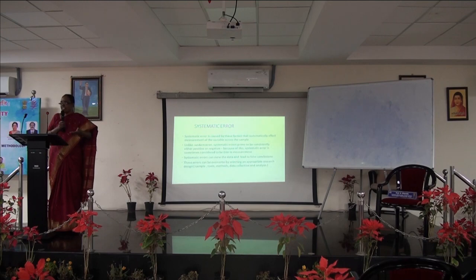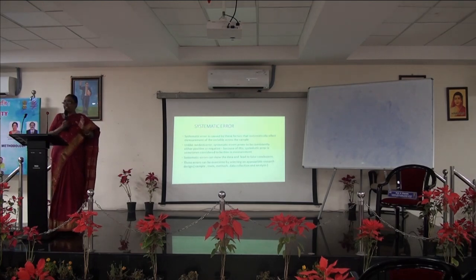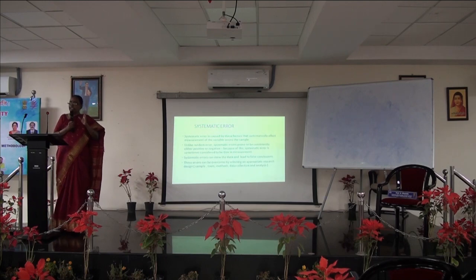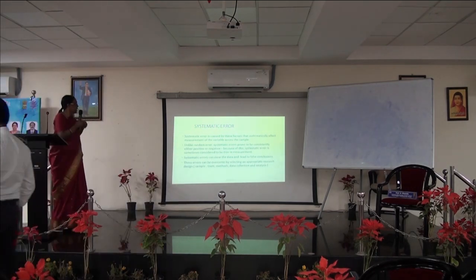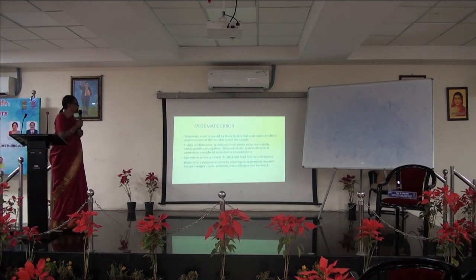If the error is not corrected, or after two people, if you are not giving rest to one weighing machine and reusing another weighing machine, some techniques have to be followed while collecting the data. If it is not done, it leads to error. Systematic error is caused by those factors that systematically affect measurement of the variable across the sample. Unlike random error, as I explained, it indicates bias in measurement.